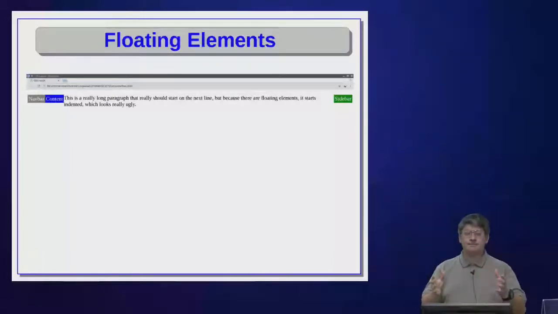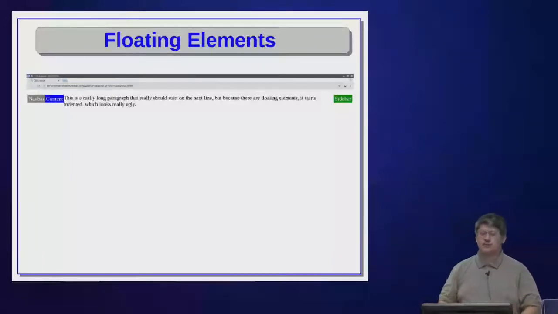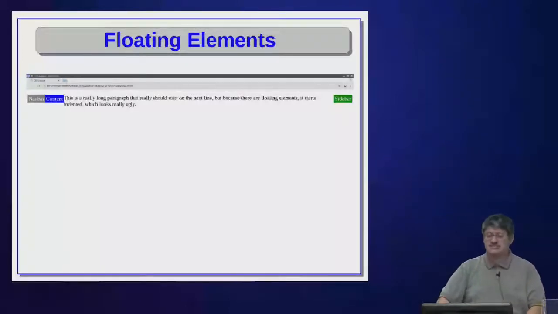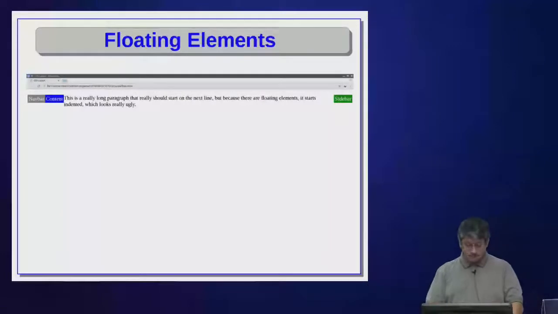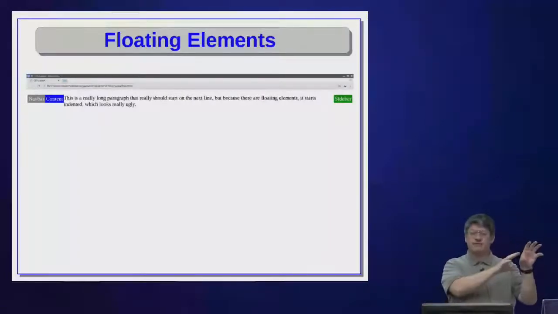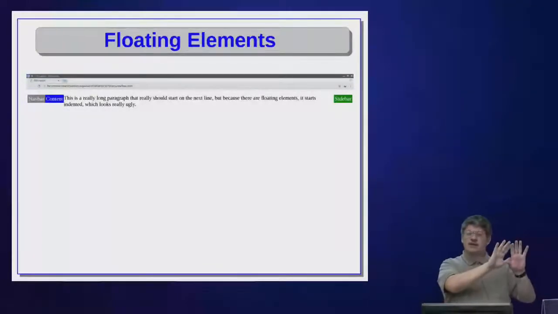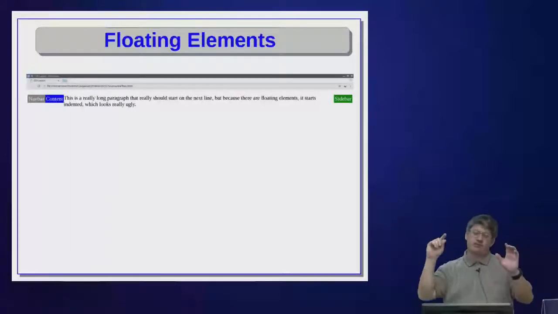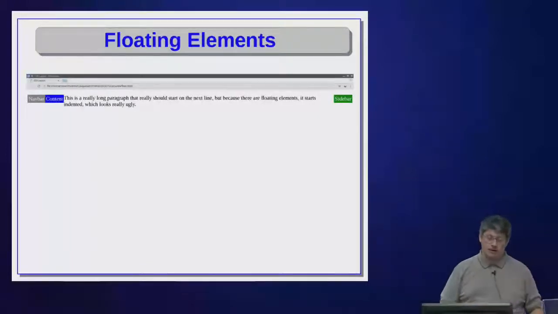And in between them, I have a paragraph that I wrote. This is a really long paragraph that really should start on the next line. But because there are floating elements, it starts indented, which looks really ugly. So notice the nav bar and content got floated to the left. The paragraph, which was in the HTML document with them, has gotten shifted over to the right to make room for those floated elements. And then the sidebar is on the right, and we've wrapped the paragraph to make room for the sidebar.